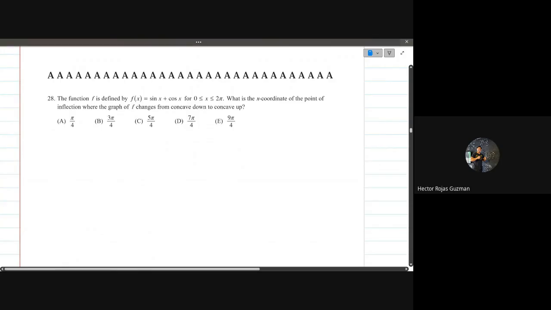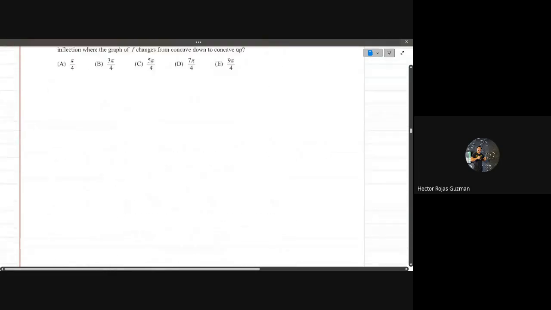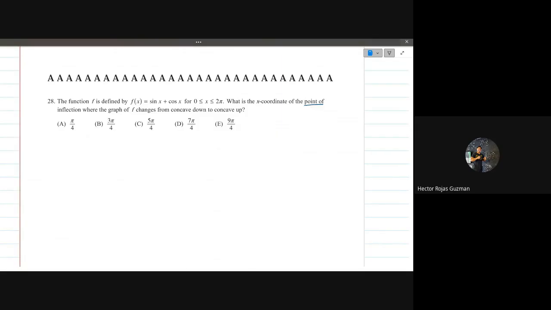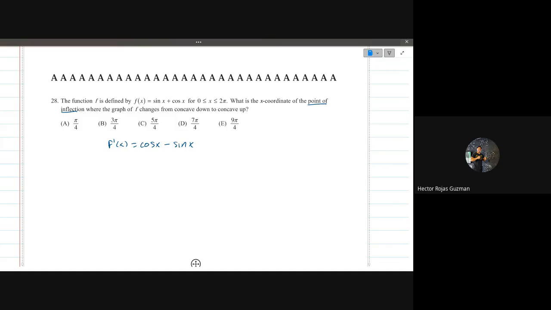Okay, last question, right? Oh, yep. The function f is defined by sine and cosine. What is the x-coordinate of the point of inflection? Automatically, I don't even have to keep reading right now. I just need to know second derivative. So my first derivative is cosine of x minus sine of x. The second derivative is negative sine minus cosine, set it equal to 0. You can add either function.